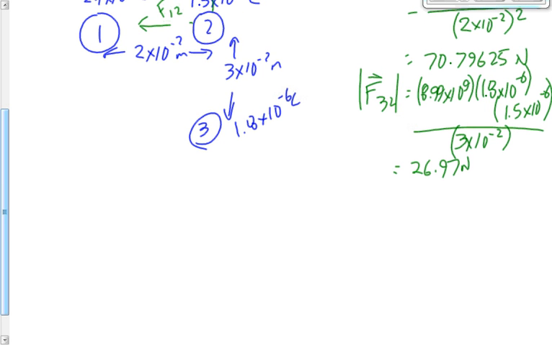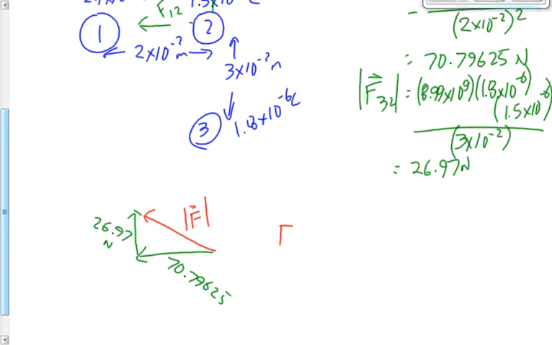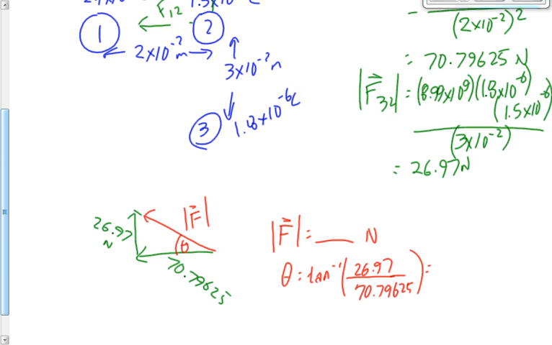We got 70 to the left. We got 26.97. We solve for this. We can do that. We did this enough in momentum to solve for F, right? And then theta drawn at the beginning there. We can solve that as well.